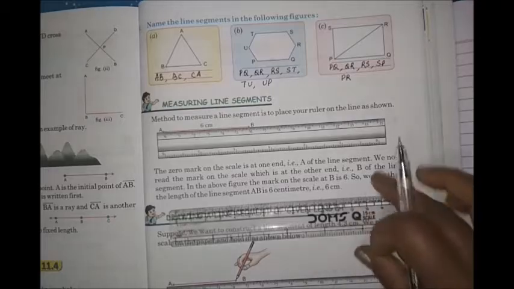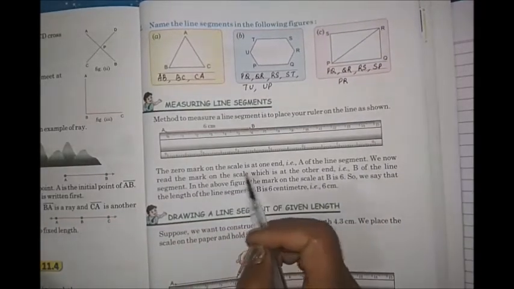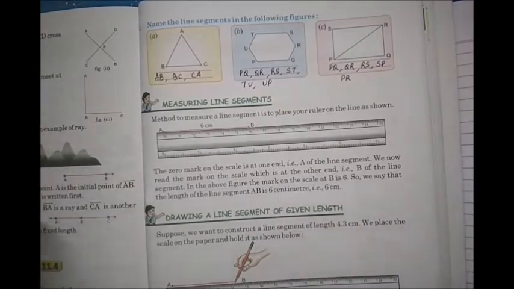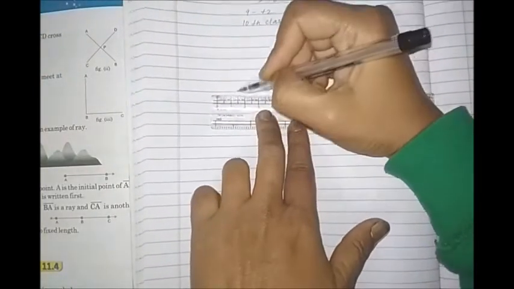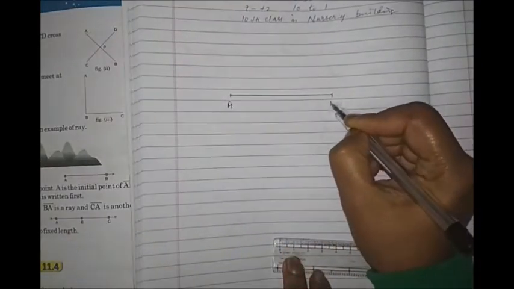Okay. So in the scale, you always see the zero mark on the scale is at one end. When you measure the line segment, I'm showing you how to do it. Keep the scale like this. Suppose this is a line segment, it is A and B. We have to measure this line segment.